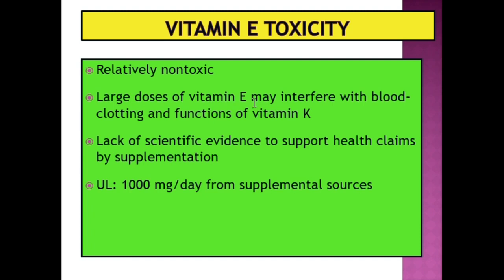However, large doses of vitamin E may interfere with blood clotting. Blood clotting is a process whereby, when we have an injury, we have to stop the blood from flowing out, and we do this by the blood clotting process. Large doses of vitamin E may interfere with the blood clotting process and also the function of vitamin K. We will look at the function of vitamin K in the next subsection, where vitamin K is actually very important for the blood clotting process.